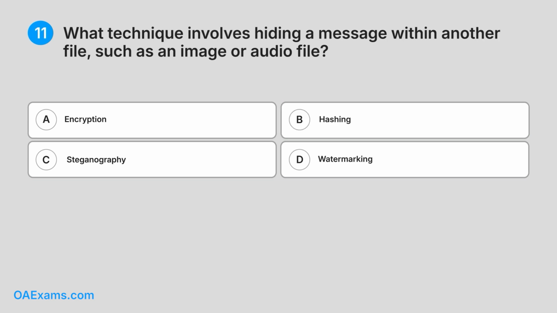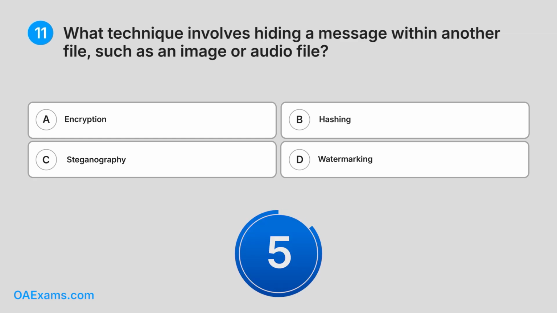11. What technique involves hiding a message within another file, such as an image or audio file? A. Encryption. B. Hashing. C. Steganography. D. Watermarking. Do you know the answer?